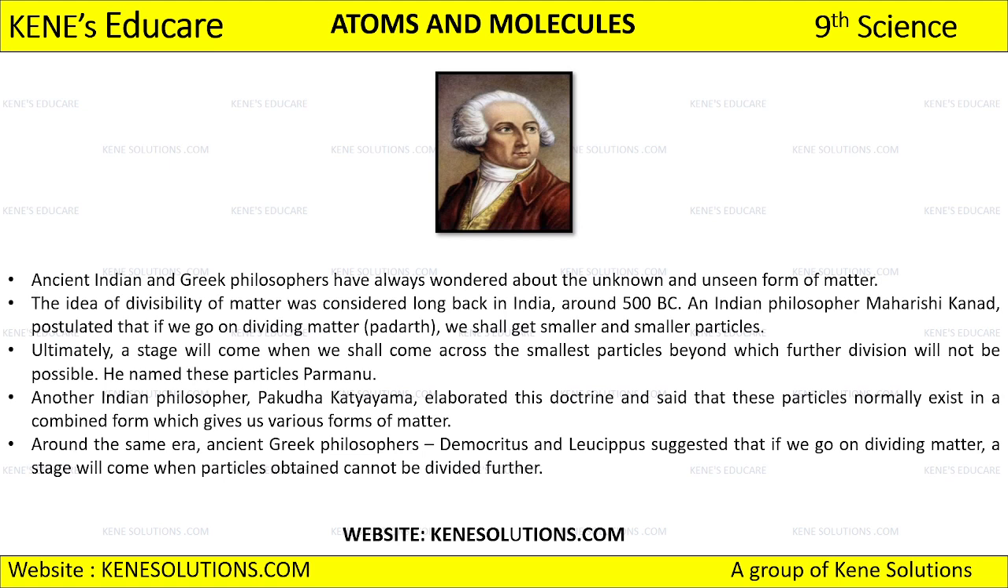Then we have the Indian philosopher named Pakuda Katyayana, who elaborated the doctrine and said that particles normally exist in combined form, because of which various forms of matter have been observed. Around the same era, there were ancient Greek philosophers as well, named Democritus and Leucippus. They suggested that as we go on dividing matter further, there will be a stage where we cannot divide the particles further. Okay. So I just want each one of you to please go through it once.